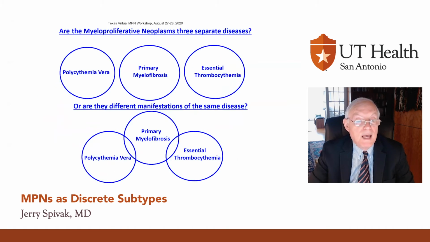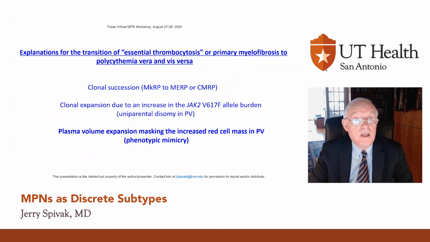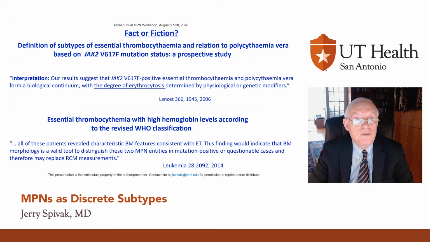So then one may ask, are the myeloproliferative neoplasms three separate diseases, or are they different manifestations of the same disease? Well, here are the explanations for these transitions: either clonal succession from the stem cell, clonal expansion from uniparental disomy, or plasma volume expansion masking the increase in red cell mass. This is probably the most common.